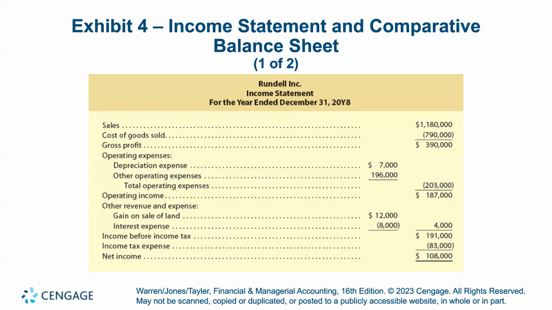All right. So here's an income statement for a company, Rundell Incorporated. You can see they had sales of 1.18 million. Pretty good. Not a bad year. Their cost of goods sold was 790,000. That's like 70% of their revenue. So they need a higher markup, but maybe they can't do it. Sales minus cost of goods sold gives us a gross profit of 390,000. Then they have all their operating expenses, and that gives them a net income.